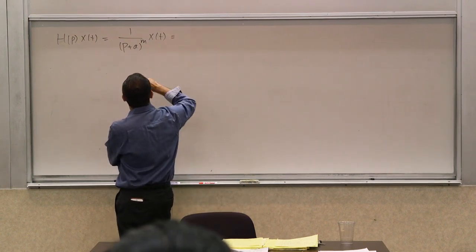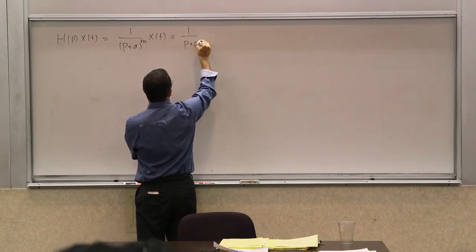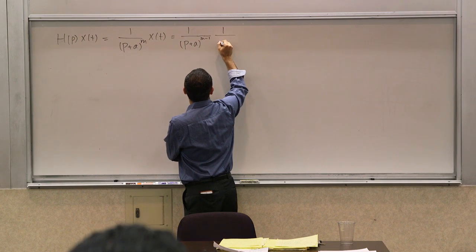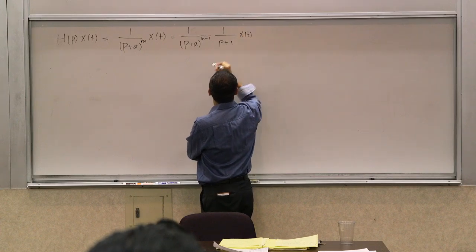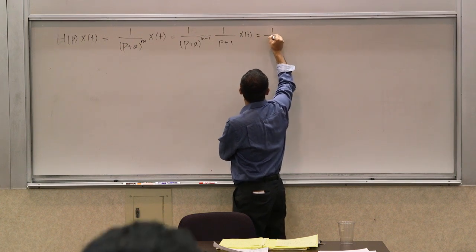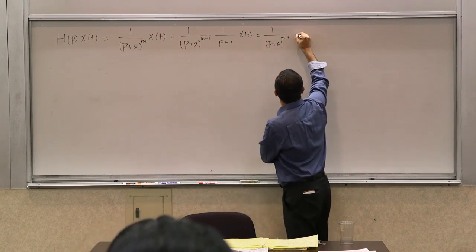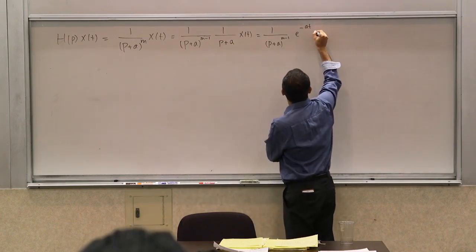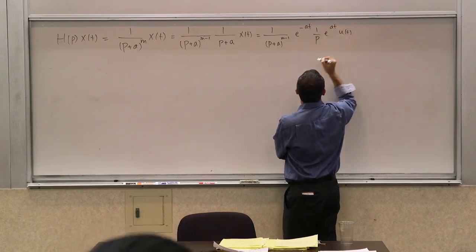So when you have multiple roots, we can apply them one at a time, in sequence or in succession. I can write this as 1 over p plus a to the m minus 1 operating on 1 over p plus a operating on x of t. And then the question is, what is this? Now I can use the expression that we derived for this. We know what this does, right? It's e to the negative at, 1 over p, e to the at, u of t.